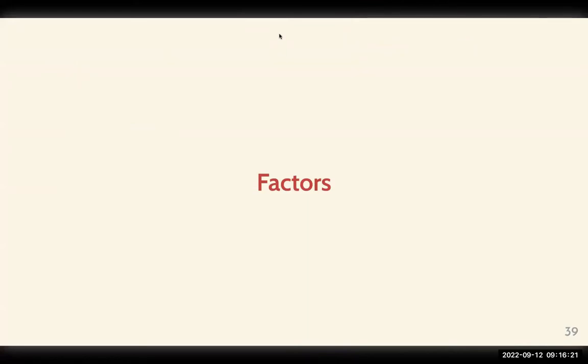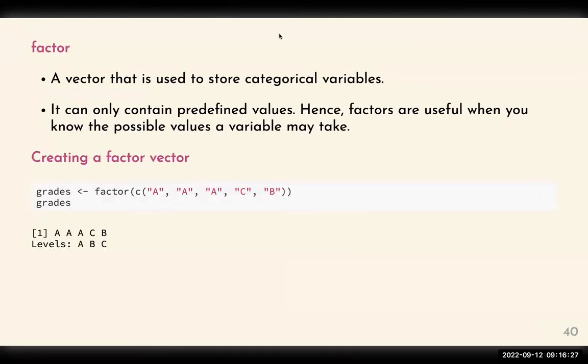Hello everyone. In this video, you will learn to work with factors in R programming. Factor is a data structure used to store categorical variables. It is important to remember factors are used to handle categorical variables that have fixed and known set of possible values known as labels.